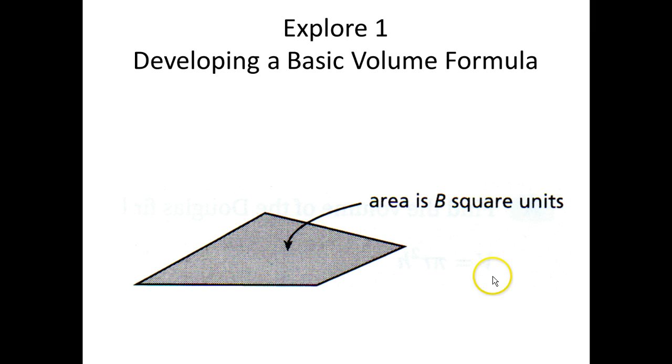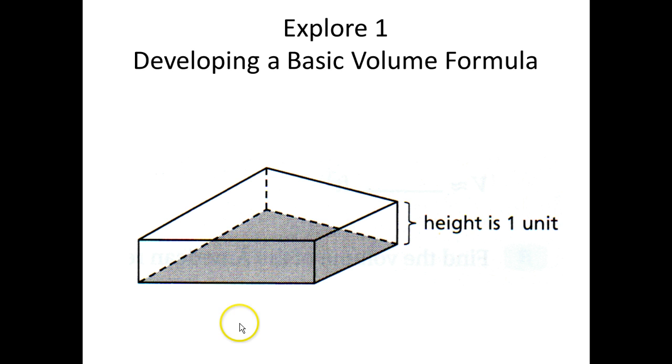So what we're going to start with is the base of this prism or cylinder. In this case, it would be a prism that we're going to build. Let's say that the area of the base of this prism is b square units. We continue constructing our prism by making a prism that has a height of 1 unit. Since the area of the base was b square units, the volume of this prism would be b times this height of 1 unit. So the volume of this three-dimensional figure is b cubic units.